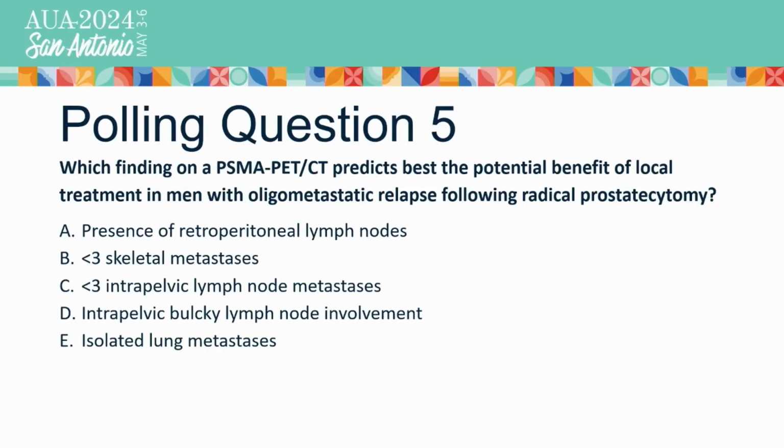Okay, so we go to the next question, number 5. Which finding on a PSMA PET CT scan predicts best the potential benefit of local treatment in men with oligometastatic relapse following radical prostatectomy? Is it the presence of retroperitoneal lymph node metastases, less than 3 skeletal metastases, or less than 3 intrapelvic lymph node metastases? Is it an intrapelvic bulky lymph node involvement or isolated lung metastasis?